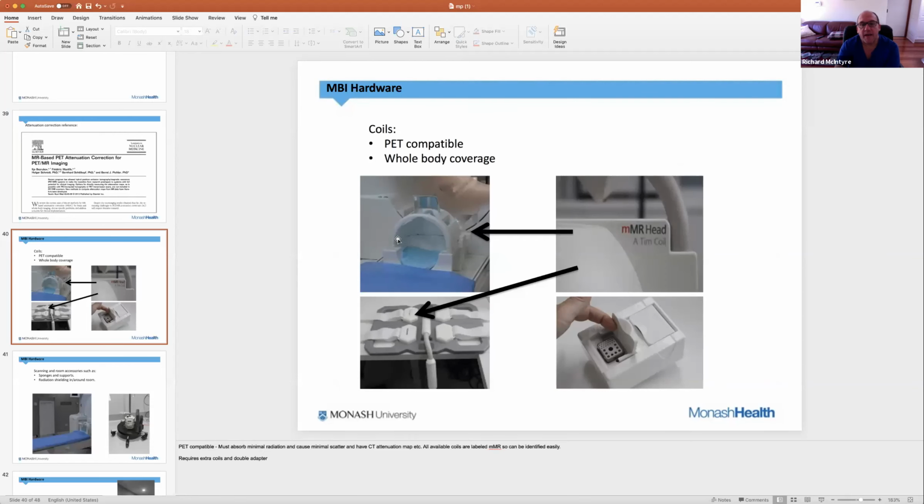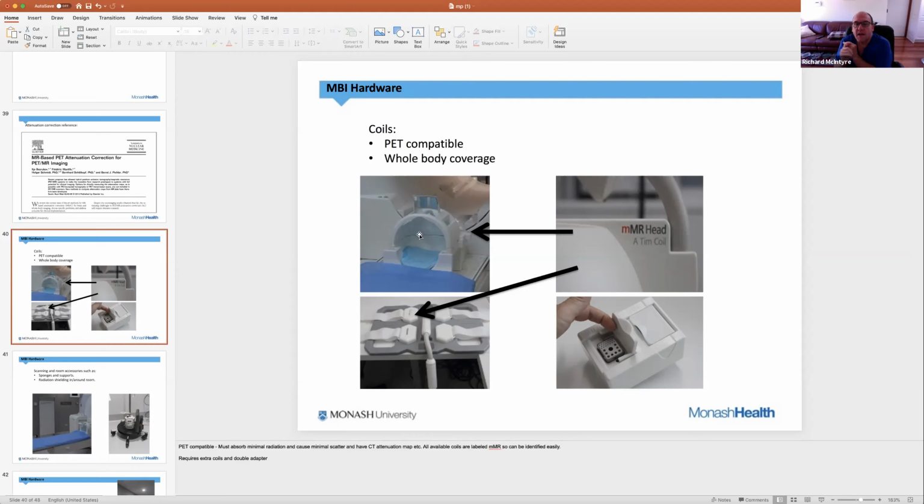Now we've got other things that we also have to think about. The patient's inside this scanner and radiation is coming from their head and it's being detected by the PET detectors. What about the equipment? We can't use a normal head coil that we would use in a normal MRI scan. We've got to use a specialized head coil to maximize the MRI signal, but also minimize the absorption or attenuation of the PET signal.